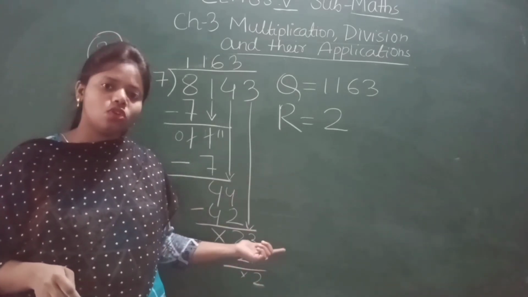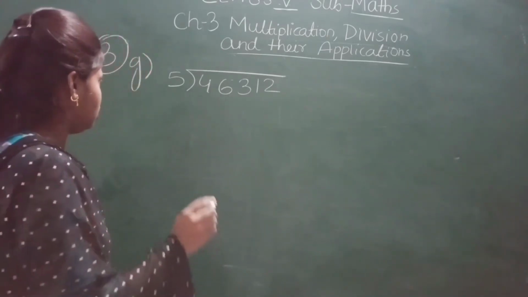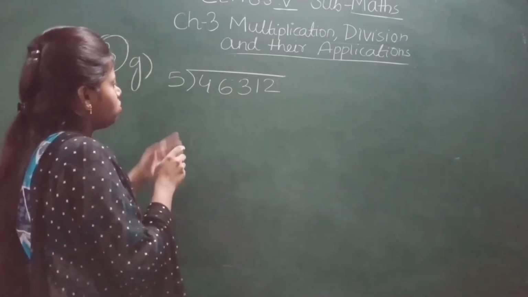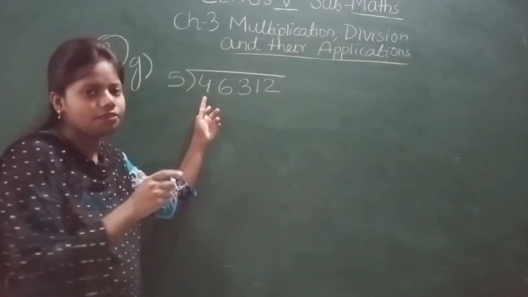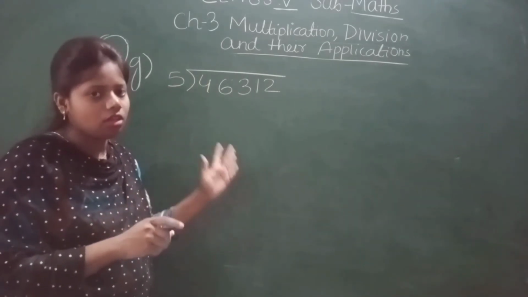Now I will do one more question, then we will complete this exercise. Now let's do number G. How to do it now? First, what will we do? We will see the first digit. It is 4. So, is 4 in the 5 table?